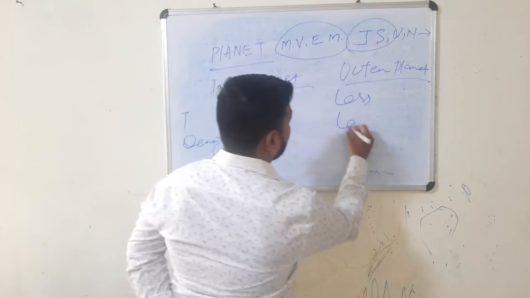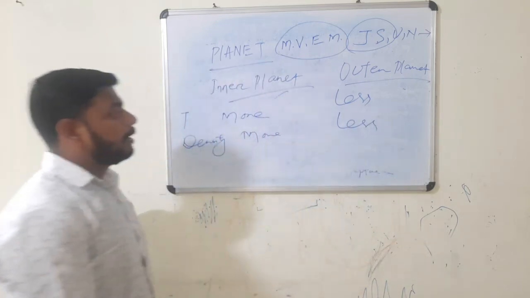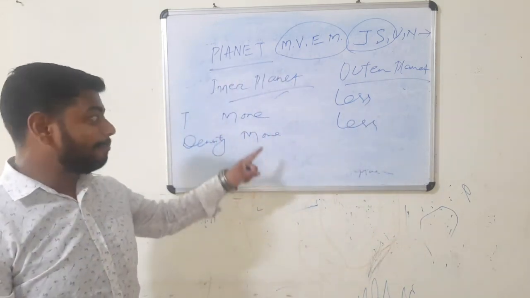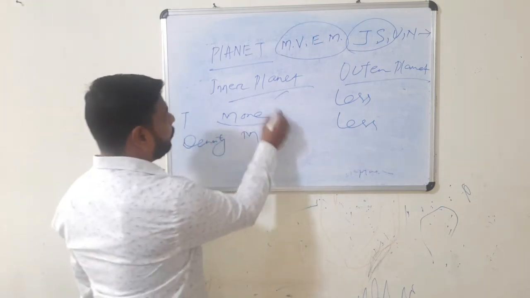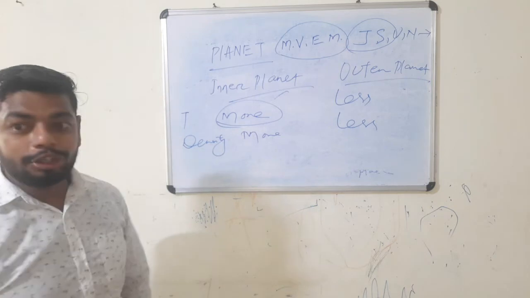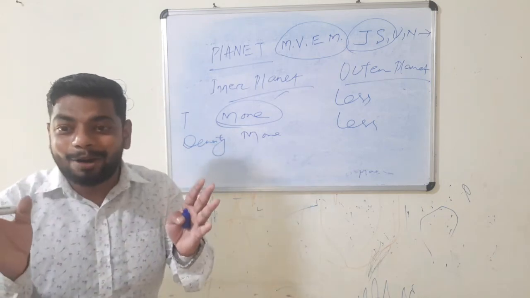Here the density of outer planets is less. Here an important thing I will tell you. In terms of temperature, which is the hottest planet in our solar system?